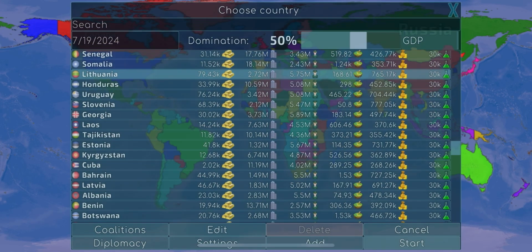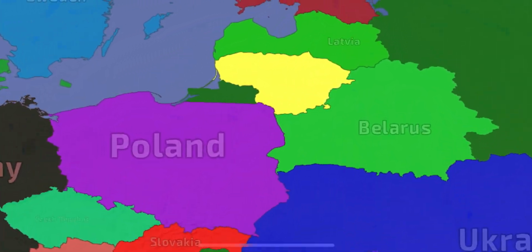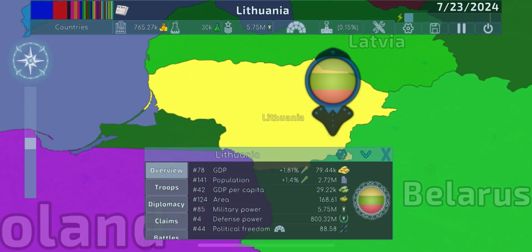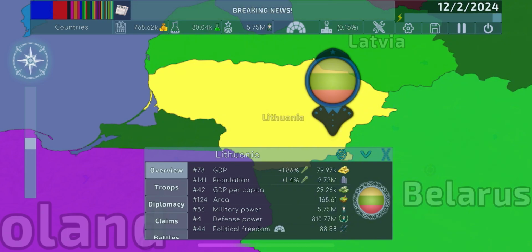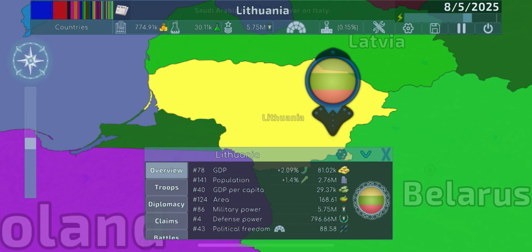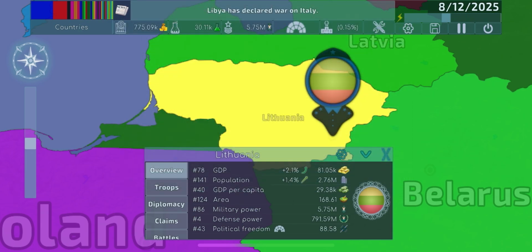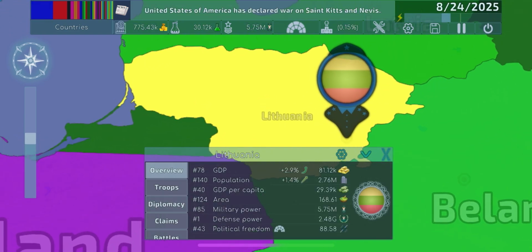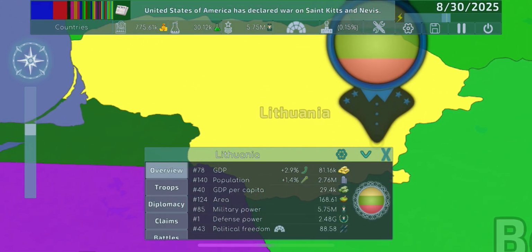Probably one of the biggest and most important things that will impact your economic growth is diplomacy. Here we've chosen the tiny country of Lithuania. Their economy isn't going anywhere too fast, so let's see what happens if they have perfect relations with everyone in the world. After having perfect relations with everyone, their economy shot up 0.8%, which is pretty massive.